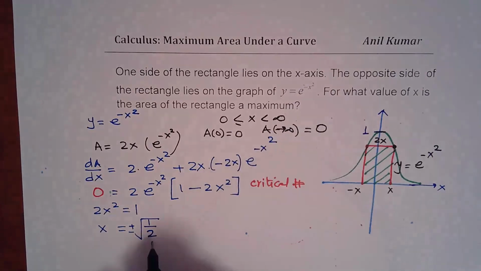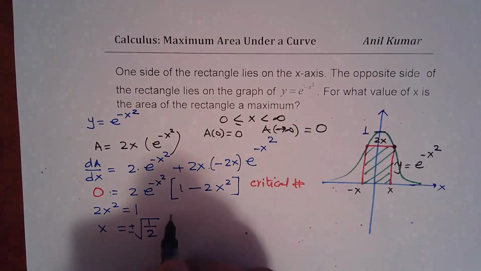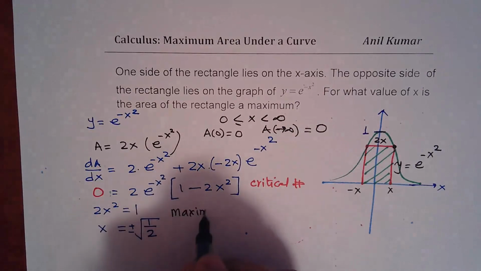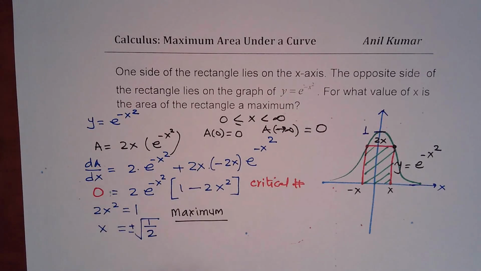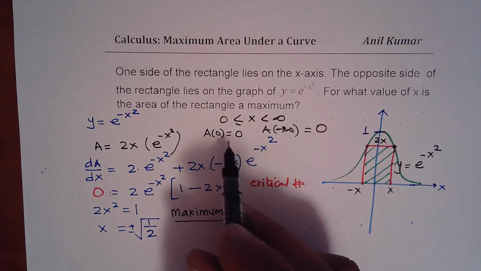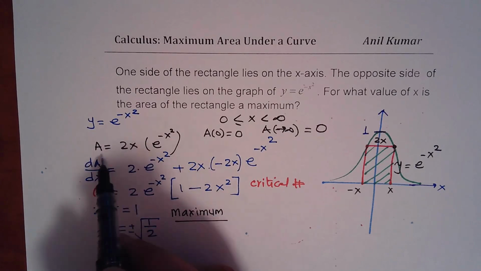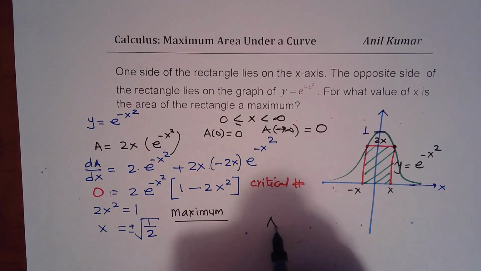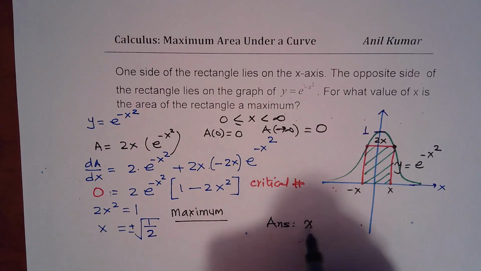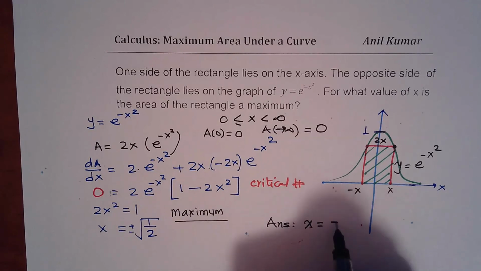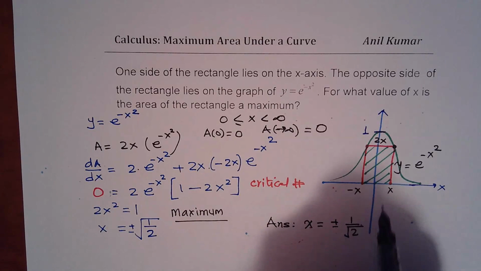You get an idea, right? So this gives you indeed the maximum area. Is it okay? So we have shown that the critical number represents the maximum area from boundary conditions. Perfect. So that is how we can solve this. Well, at times you may be required to find the value of the maximum area. So you can always plug it in and find it in the formula. So let me write down the answer now. For x equals plus or minus, I should say, 1 over square root 2, we are going to get the maximum area.